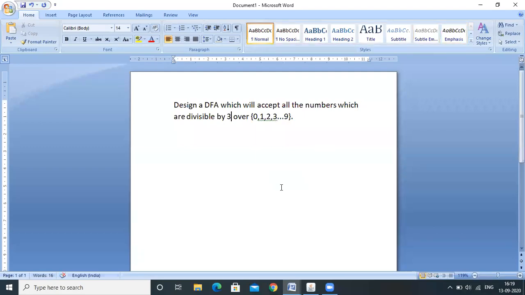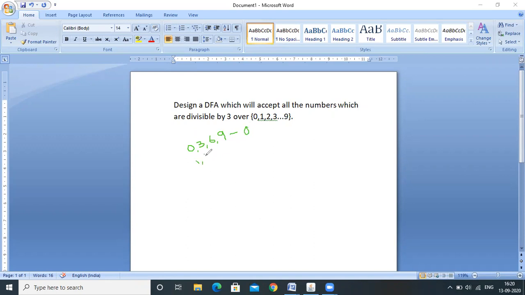Design a DFA which will accept all the numbers which are divisible by 3 over the input alphabet 0 to 9. Let's take from 0 to 9: 0, 3, 6, 9. These are with remainder 0.